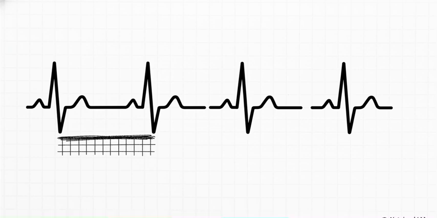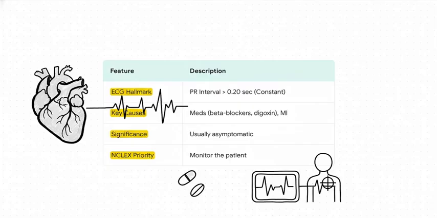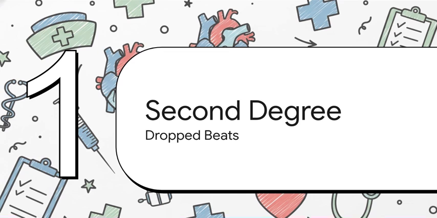Every single P wave is still followed by a QRS. The signal always gets through. It's just taking its sweet time. So, for your NCLEX questions, if you see a long but totally constant PR interval, your brain should immediately go to first-degree block. It's often caused by meds like beta blockers, or sometimes it's just a normal finding in athletes. So what's your priority action? It's simple. You just monitor the patient. That's it. Okay, moving on to second-degree AV block.